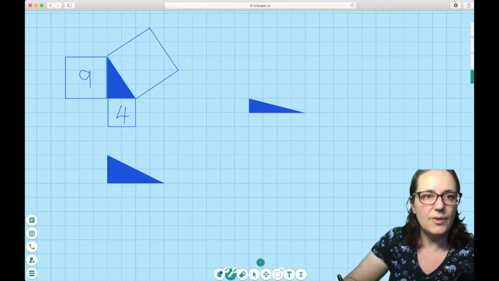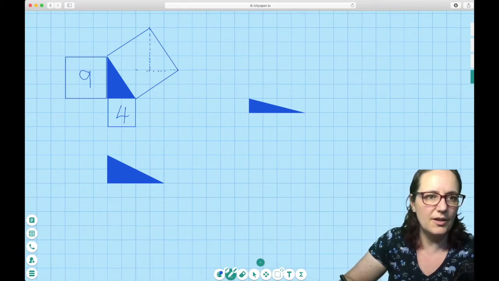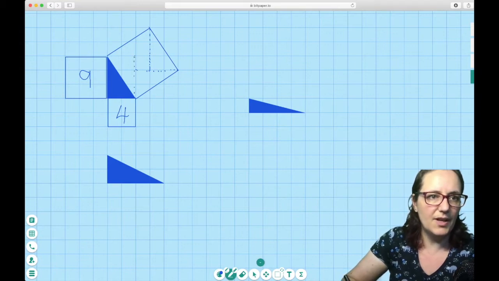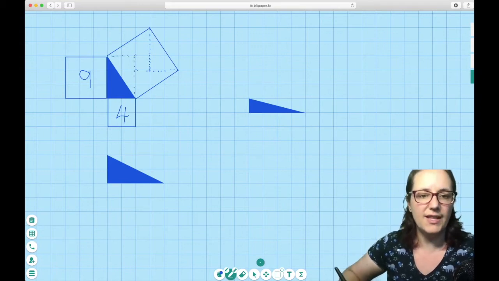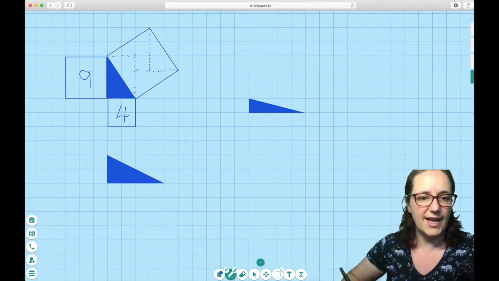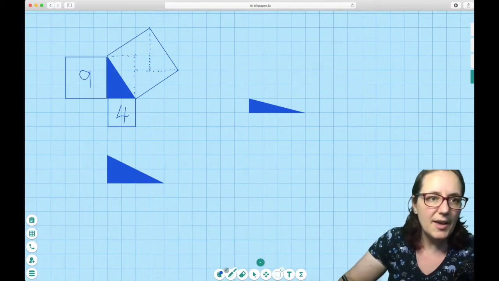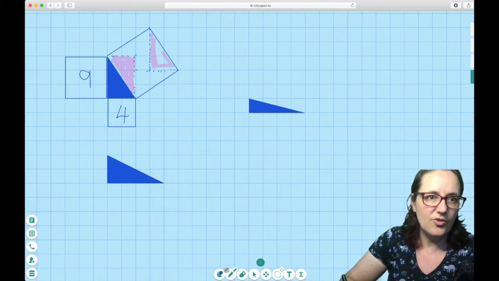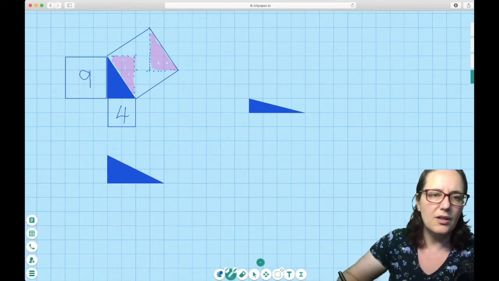What I'm going to do is come down from the top until I'm level with a corner, then go across until I'm level with that bottom corner, then up and then across. The reason I've done this is just to make it easier to count. So if I imagine this triangle put together with this triangle, I'd have a 2 by 3 rectangle. That would give me an area of 6.